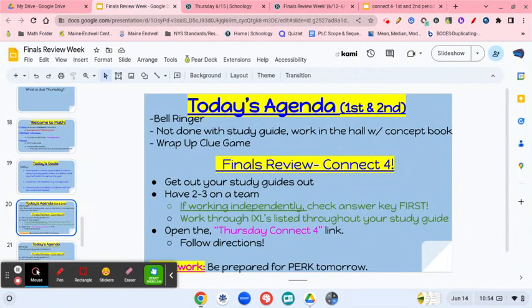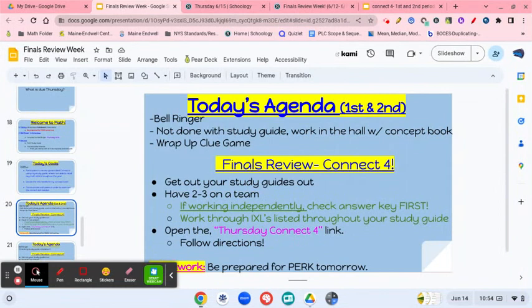So we've already talked about what you were doing when you came in, like the Bellringer. You should already be in the hallway with the concept book. But I am going to say if you want to wrap up the clue game from yesterday before you start the Connect 4, I get it. So the Connect 4 is not the Connect 4, I apologize.